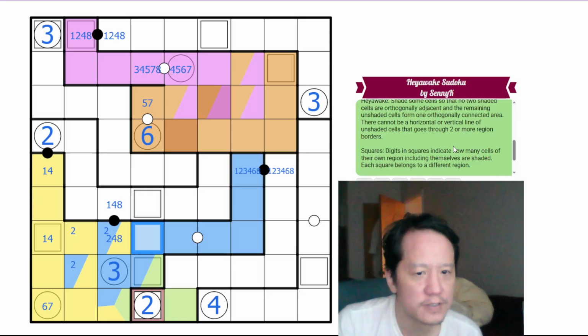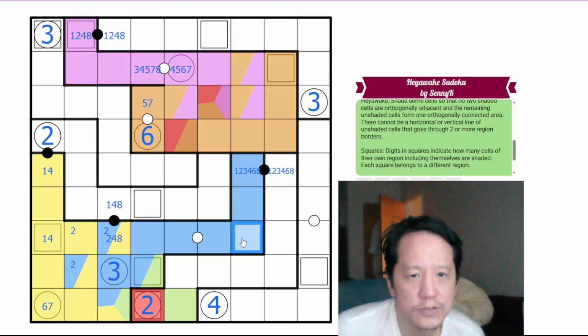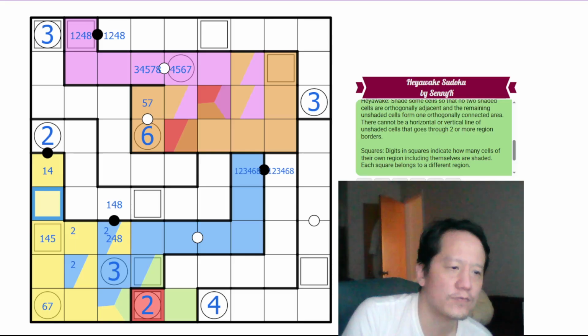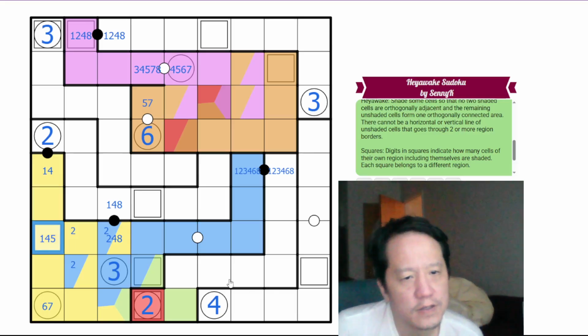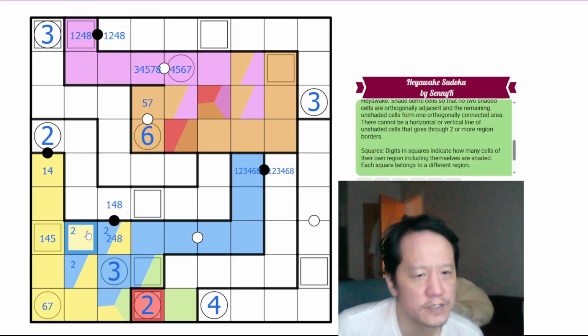But anyways. So we know this is red. These are red. So those are the shaded cells. So you can have 1, 4, or 5 as shaded cells. Can you really have 5 though? Shaded, unshaded, shaded, unshaded, shaded, unshaded, unshaded.